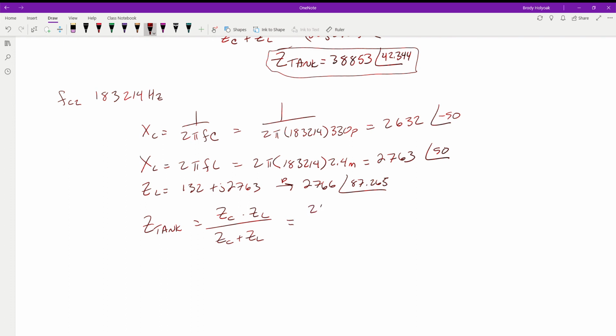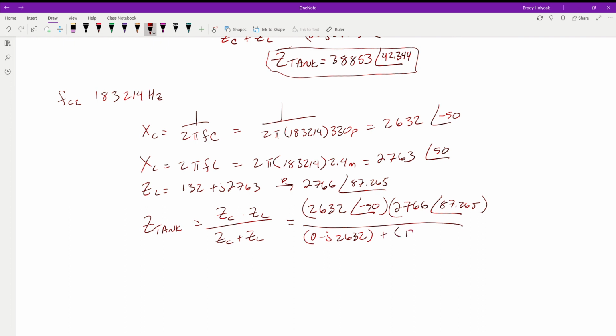So we have 2632 at -90 multiplied by 2766 at 87.265, divided by the 0 minus j2632 plus the 132 plus j2763. So again, we're going to add those together in rectangular, convert that total into polar, and then divide these numbers.